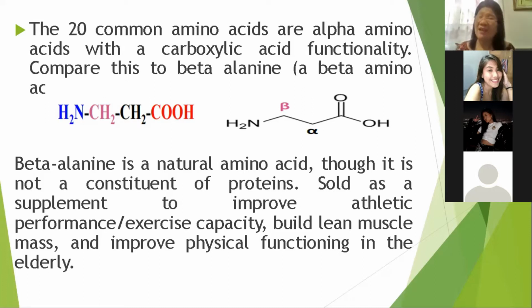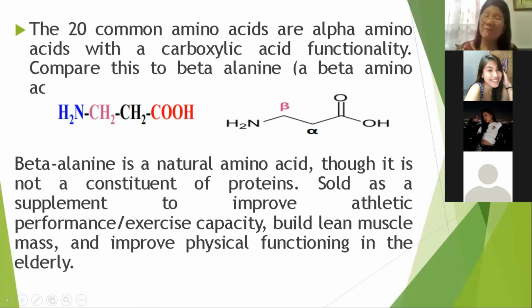Okay. So for beta, if you have lysine that is alpha, there is also lysine that is beta. But the difference is the beta lysine is no longer needed by our body. What is needed is the alpha. So beta alanine is a natural amino acid, though it is not a constituent of the proteins in our body. Sold as a supplement to improve athletic performance.